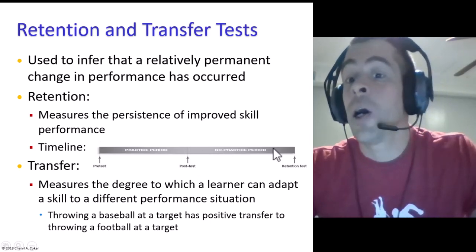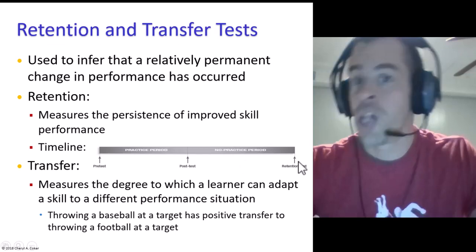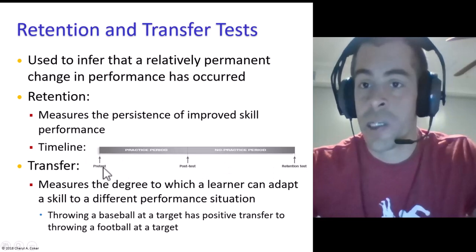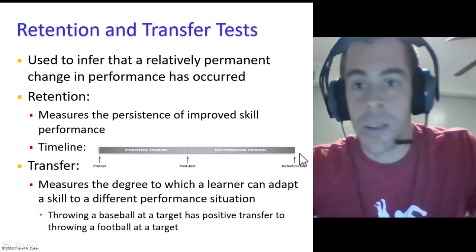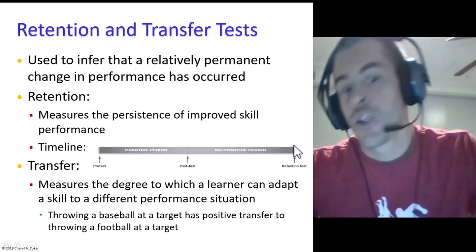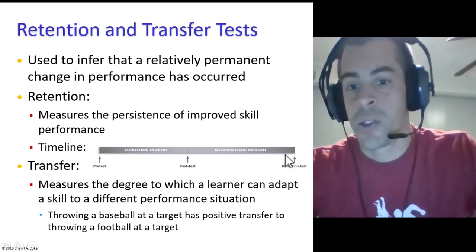Well, let's come back an entire week later. Can you still come close to 10 in a row, or can you beat that initial pretest? If you can still do 8 to 10, we would imply that learning has taken place via that transfer test, or excuse me, via that retention test.